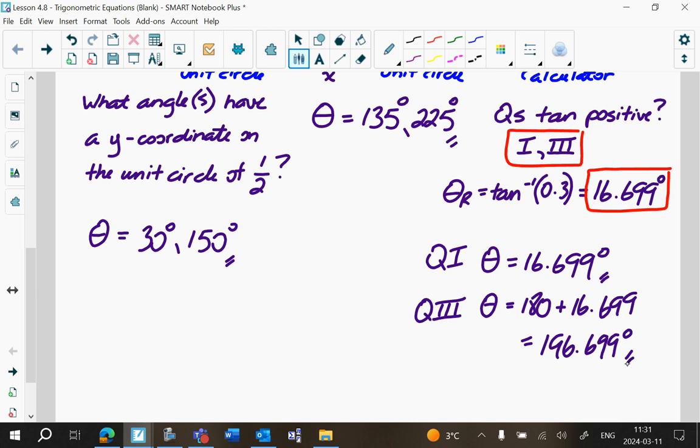So it's either going to be a unit circle value, whatever the trig of the angle equals, or it's going to be a value that's not on the unit circle where we have to use a calculator. So let's look at a couple more.